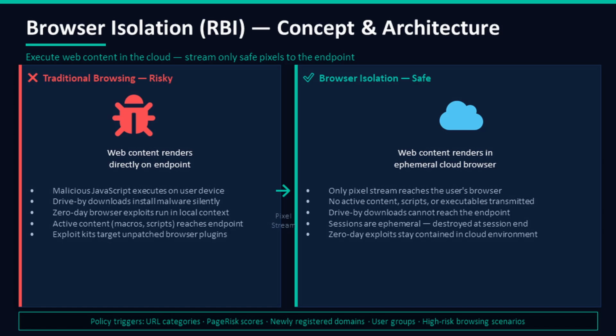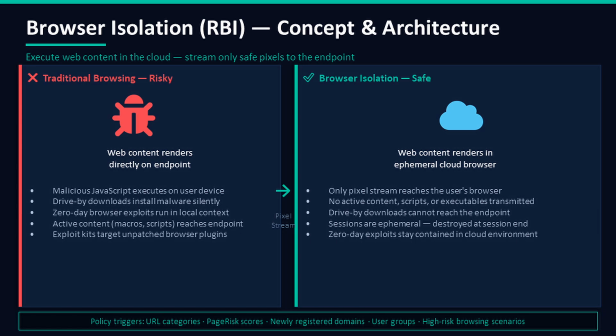Instead of rendering web content on the endpoint or blocking it entirely, the content is executed in an ephemeral browser running in the Zscaler cloud. The remote browser fetches the page, runs all the JavaScript, executes all the active content, but none of that execution happens on the user's device. The user receives only a pixel stream, a visual representation of the rendered page. Mouse clicks and keystrokes are transmitted back to the cloud browser to enable interaction, but active content never touches the endpoint. The security implications are dramatic.